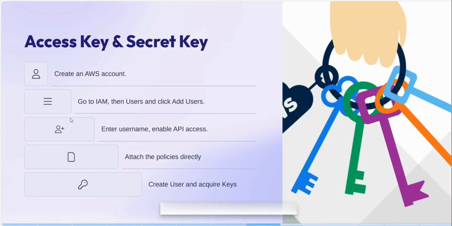If you click on that, you need to enter your username and enable the API access, and you need to select some checkboxes, and attach the policies directly. After that, we need to create the access keys. After creating a user, we need to acquire the keys, which are useful. Here we need to create an access key and secret key for both services, S3 and Polly, and these are available only one time. So it's better to grab or copy and paste them somewhere.